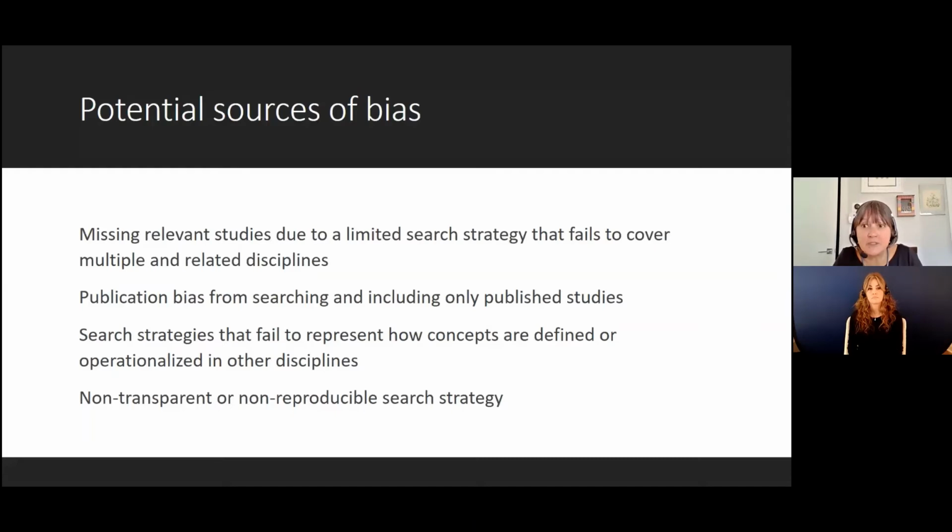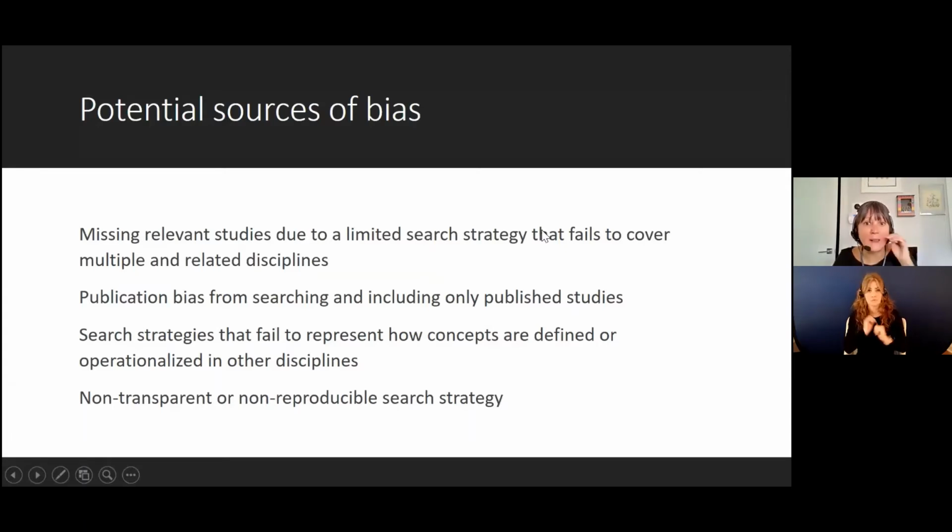Another way bias creeps into our literature search stage is that we might use search strategies that fail to represent how concepts are defined or operationalized. And again, that goes back to the point I made a few minutes ago. It's important that we understand how the concepts we're using in our systematic review are defined and operationalized in different disciplines, so that we can capture how all those concepts are thought about across the different disciplines. And another potential source of bias is a non-transparent or non-reproducible search strategy.